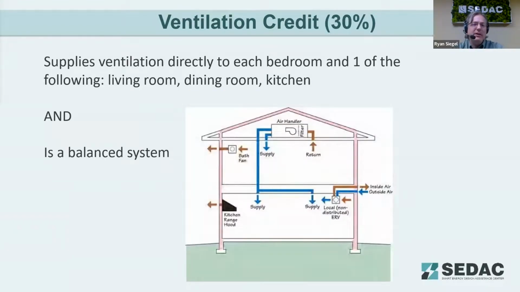And similarly, looking to do a ventilation credit. So if you have supplying ventilation directly to each bedroom and at least one of your primary living spaces, be it your living room, dining room, or kitchen, and your system is a balanced system, doesn't necessarily have to be an energy recovery ventilation system or an HRV, but it does have to be a balanced system. So there needs to be either an ERV, HRV, or dual fan system. Can have a credit for that.